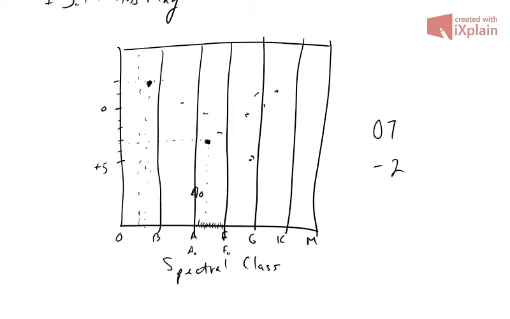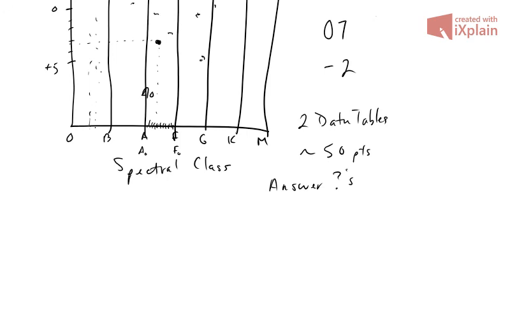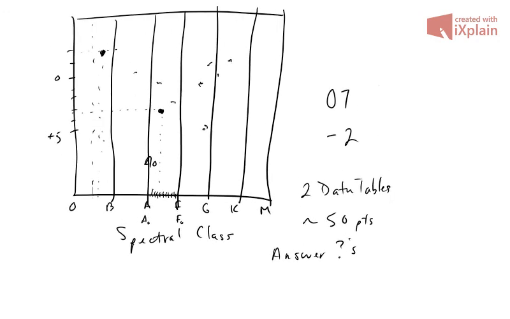All right, so good luck with this. You basically have to do the two data tables, which I think will give you roughly 50 points, and then answer the questions. I believe you only really have 2 questions to answer, because I think 2 of the questions are just plotting the points and then identifying.